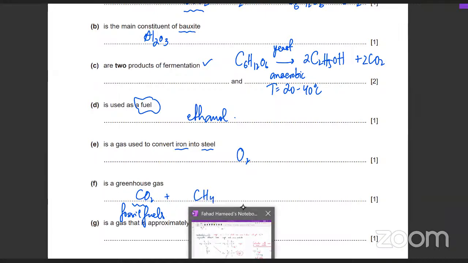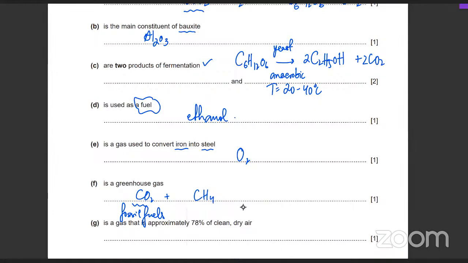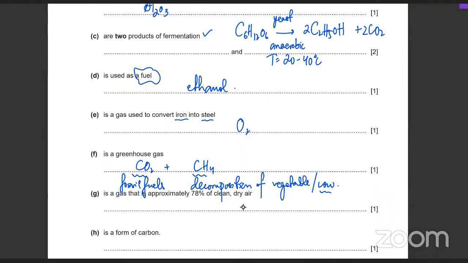We'll cover pollutants in the next class. We'll try and cover all the pollutants, etc. We'll do that in the next class. Methane is again another greenhouse gas. How is methane produced? It's produced by decomposition of vegetable matter, biogas basically. And cows are a big source of methane gas. Cow dung, etc., is used to produce biogas.